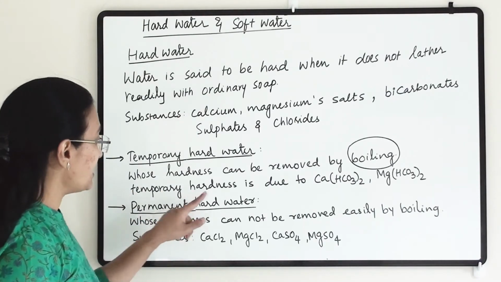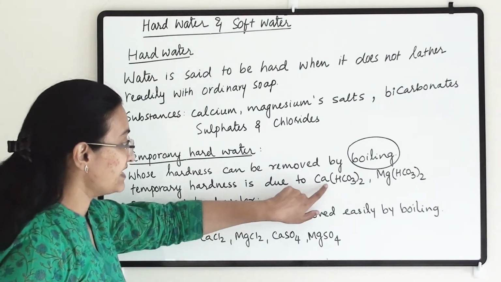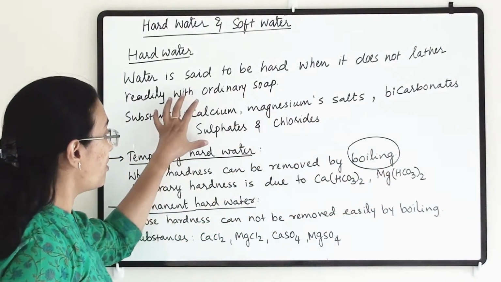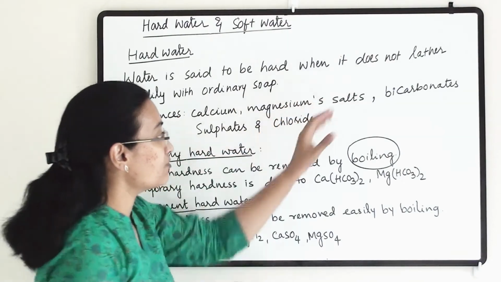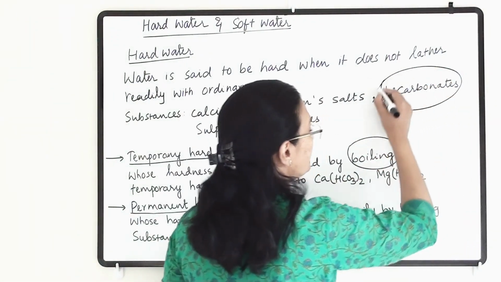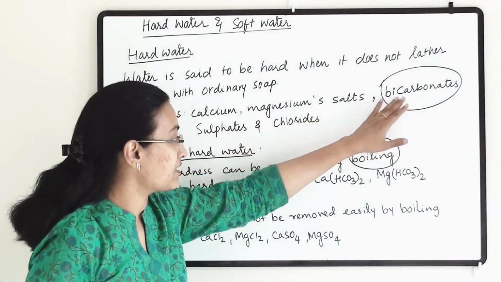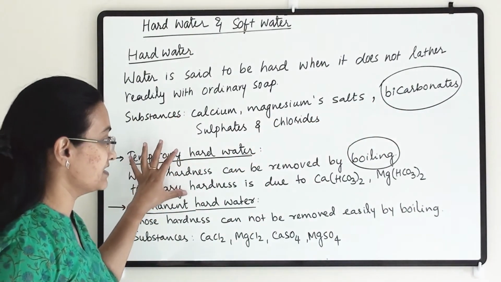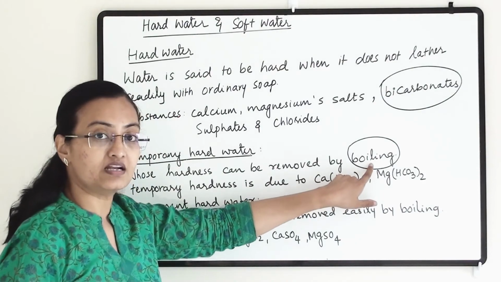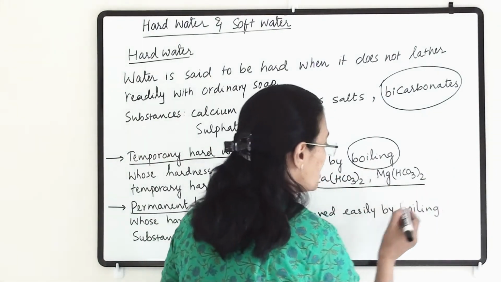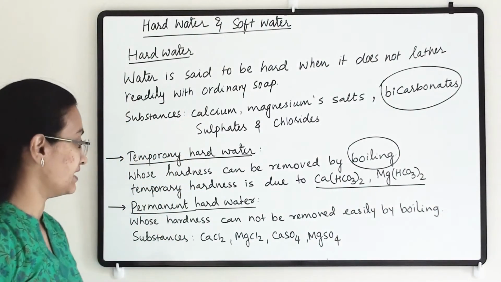And this temporary hardness is due to the calcium bicarbonate and magnesium bicarbonate. So among these salts, the bicarbonates are causing the temporary hardness. That is, calcium and magnesium's bicarbonate are causing temporary hardness. This temporary hardness we can remove via boiling. So these are the salts which are responsible for the temporary hardness.